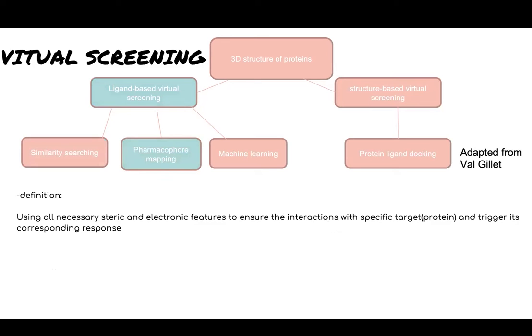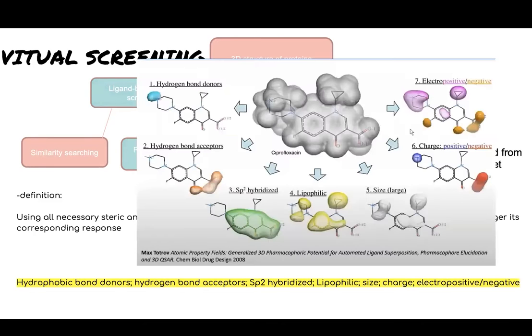Let's then talk about the pharmacophore mapping part. It is using all necessary steric and electronic features to ensure the interactions with specific target, the protein, and trigger its corresponding response. And the main things to look at are hydrophobic, hydrogen bond donors, hydrogen bond acceptors, sp2 hybridized, lipophilic, size, charge, and electron positive or negative, as you can see in this graph.